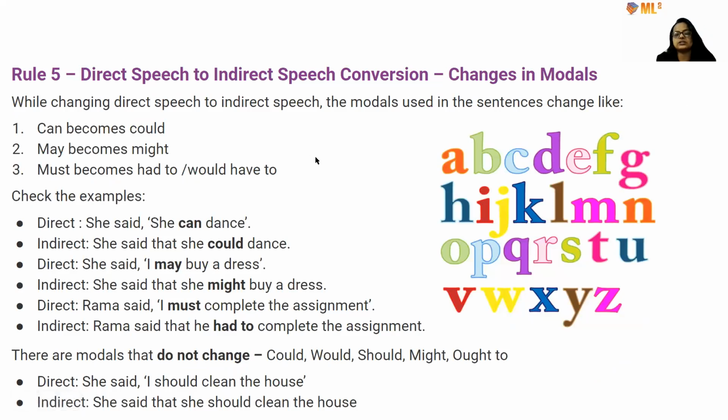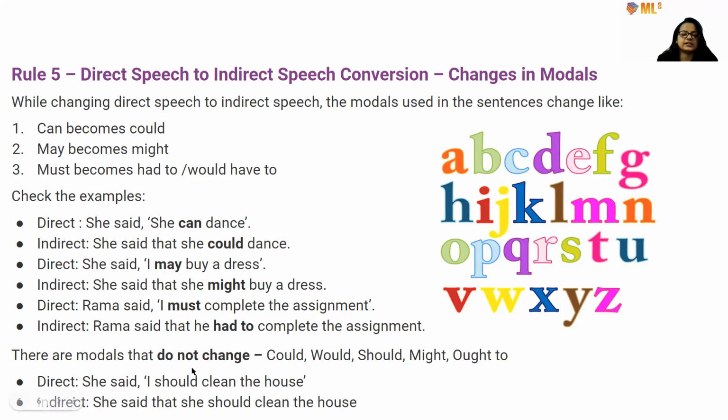Now, direct speech to indirect speech conversion, changes in modals. Can becomes could, may becomes might, and must becomes had to or would have to. Example: she said, I can dance. It is changed into she said that she could dance. She said, I may buy a dress. She said that she might buy a dress. Rama said, I must complete the assignment. Rama said that he had to complete the assignment.